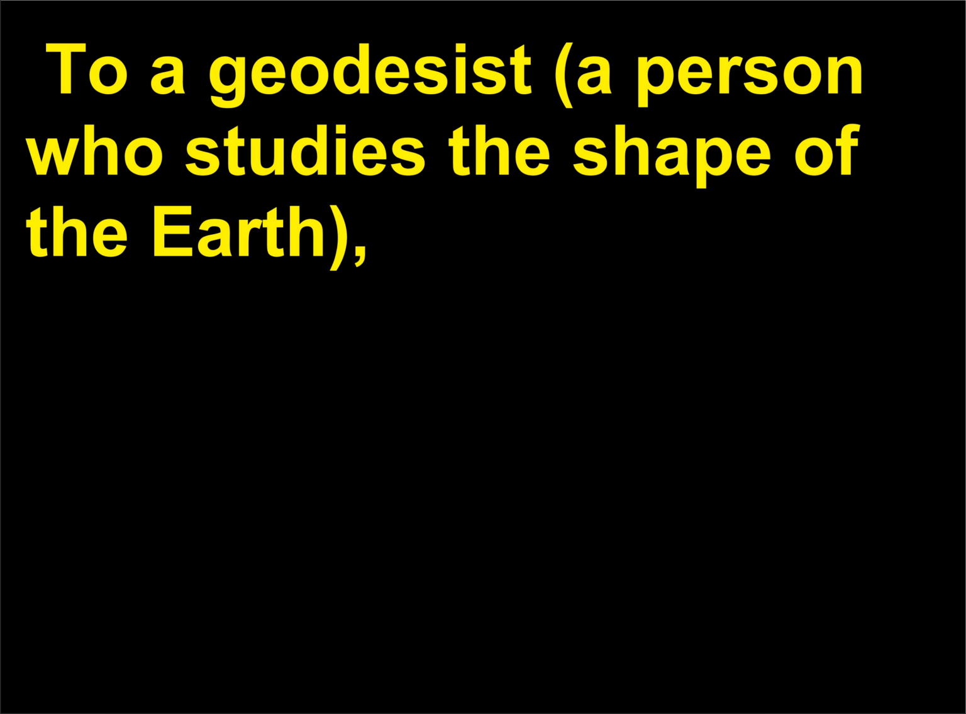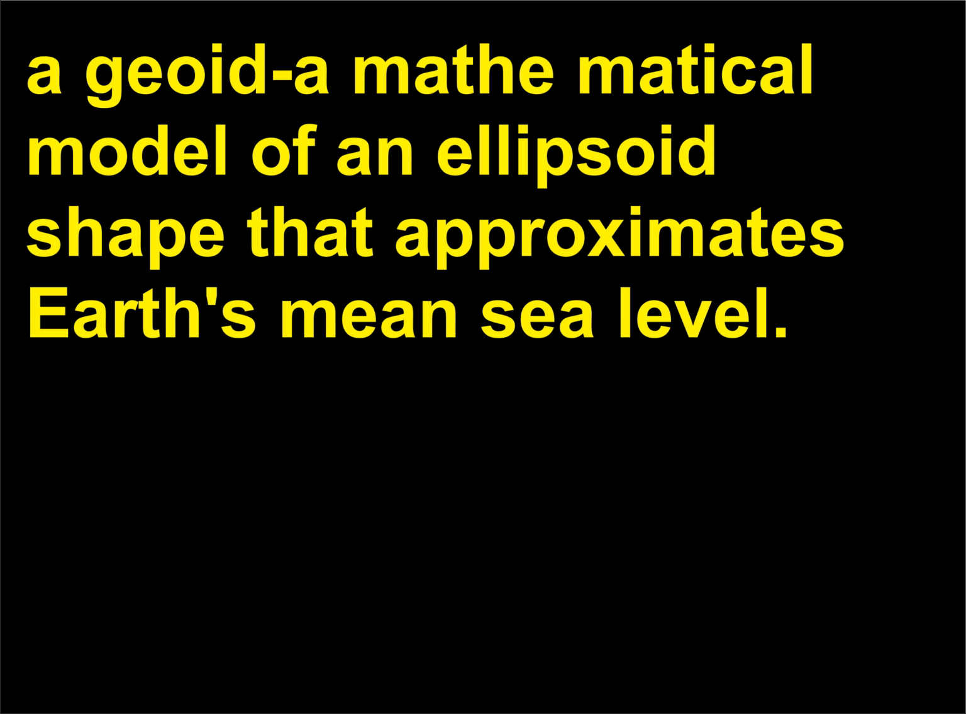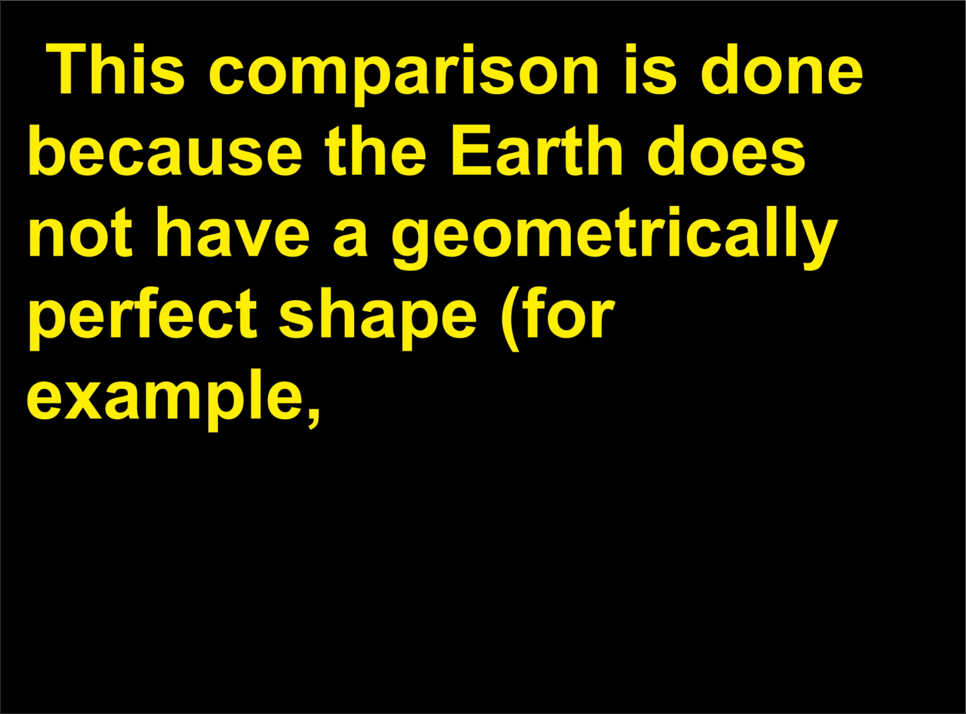To a geodesist, a person who studies the shape of the Earth, MSL is determined by comparing measured heights of the global mean sea surface, MSS, above a level reference surface called a geoid, a mathematical model of an ellipsoid shape that approximates Earth's mean sea level. This comparison is done because the Earth does not have a geometrically perfect shape.